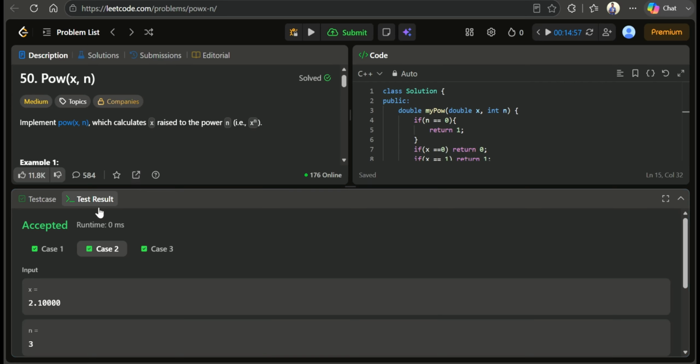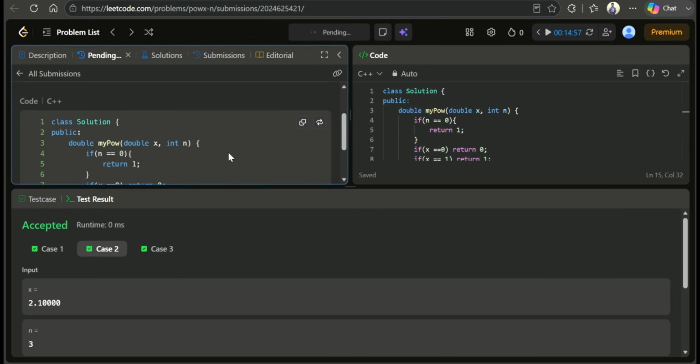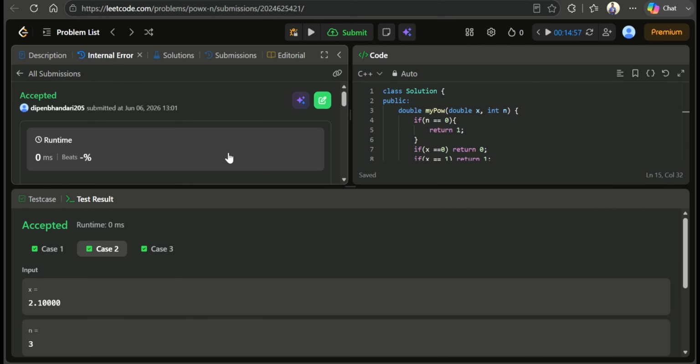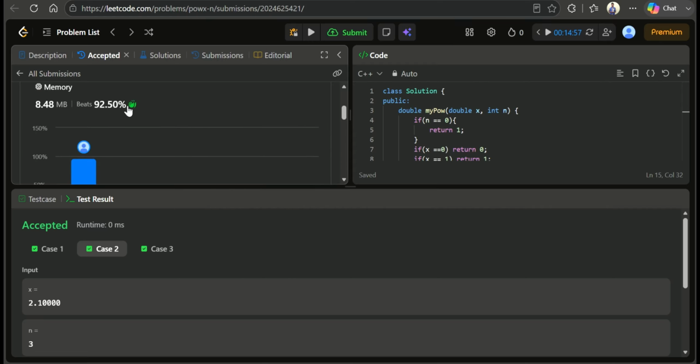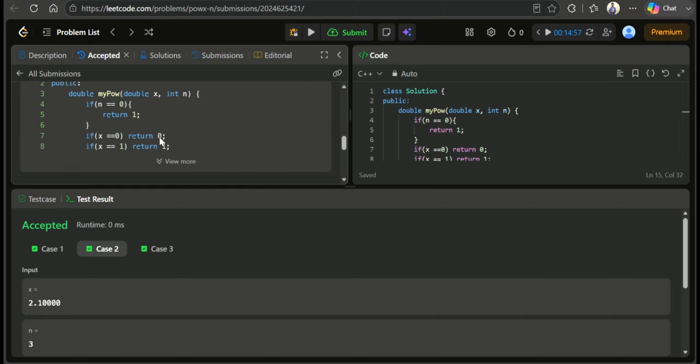Test cases are here. So all of the test cases have passed. So let's submit this code. Let's see. All right, so this has been accepted, and we have beaten 92.50 percent of people.